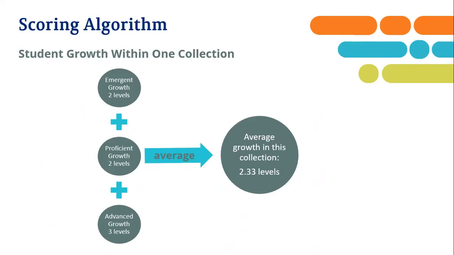The growth of each differentiated group within one collection is then added together and divided by 3 to calculate the average growth for that one collection. As you can see here, the 3 differentiated groups' levels of growth were added together for a total of 7, then divided by 3 to get the average growth of this collection to be 2.33 levels of growth.